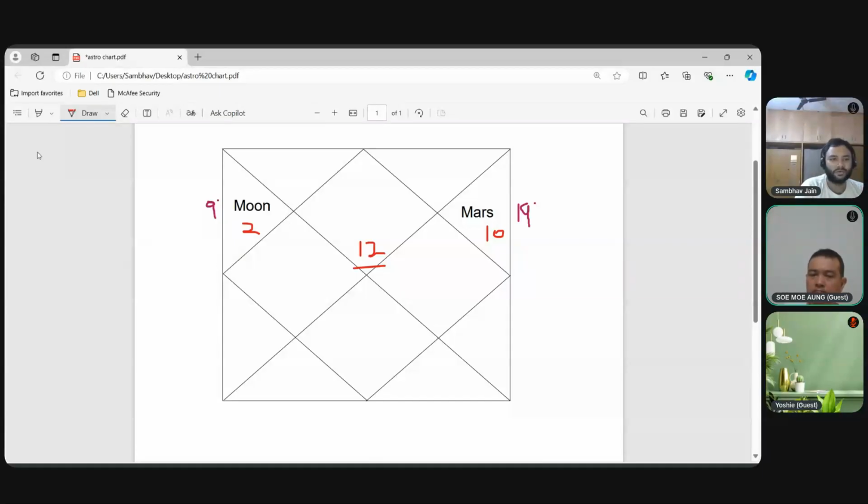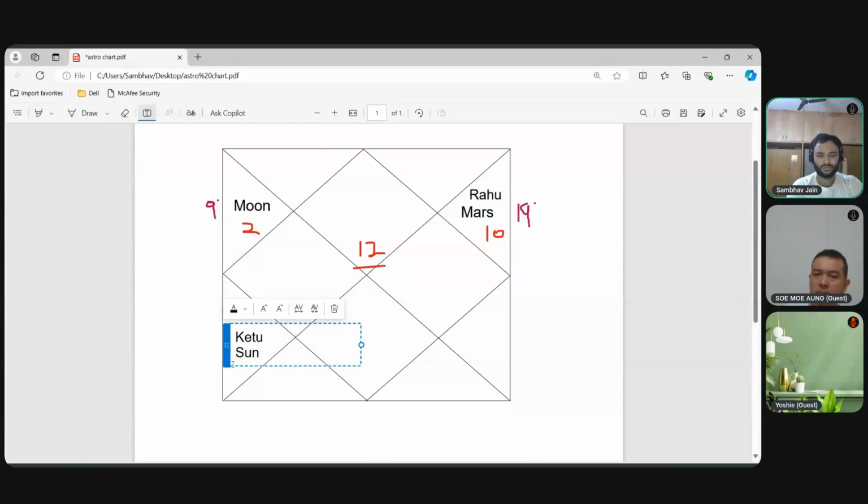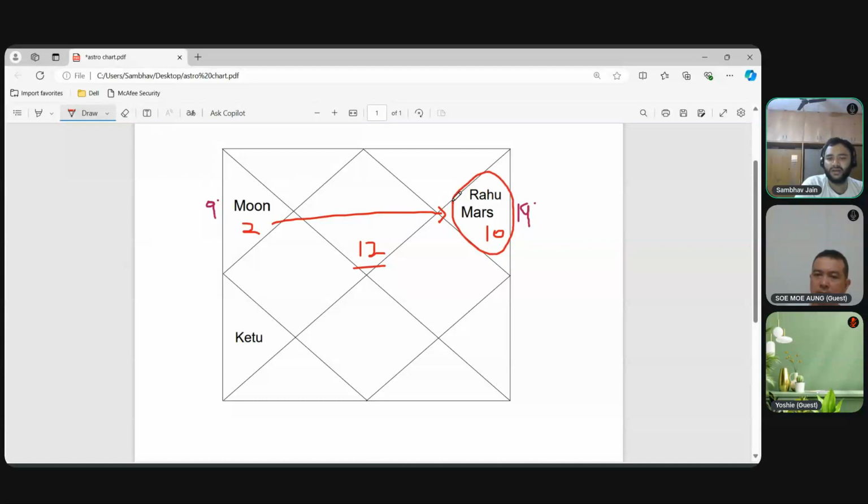Now, suppose Rahu is placed here. If Rahu is here, then Ketu will be here. Suppose Sun is also here. So mother is going to see a big amount of land and property, because Rahu will amplify the exalted Mars. The amount will be bigger when Rahu joins. The amount of Mars will be bigger.